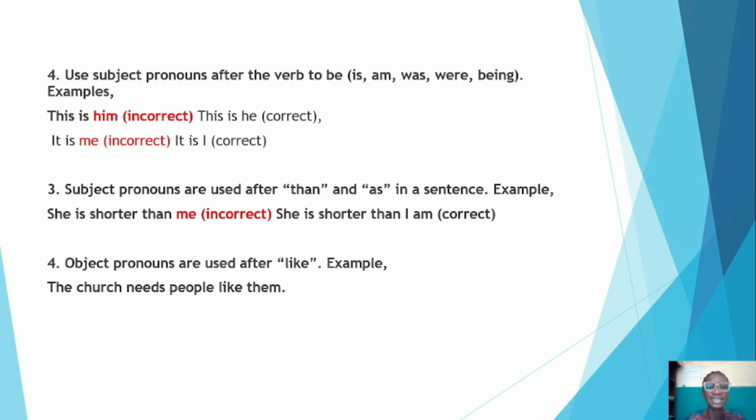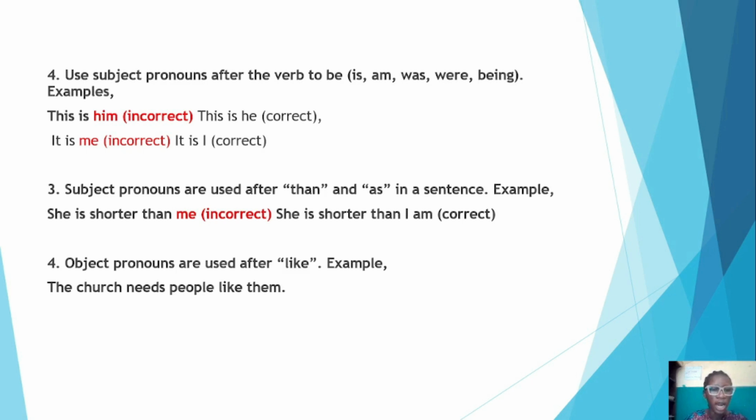That is why you can't say it is me. Me is an object pronoun. What you say is, it is I. Remember our first example when we began, it is I who am at the door. This is the reason for that.